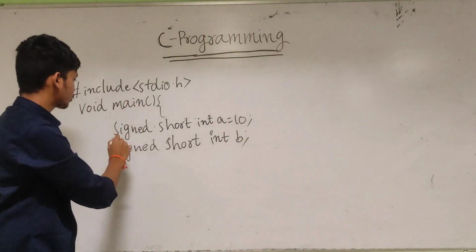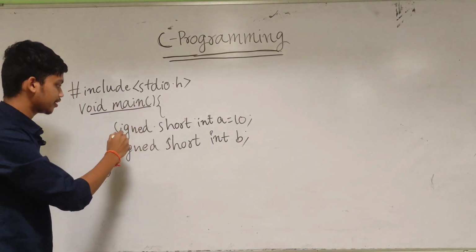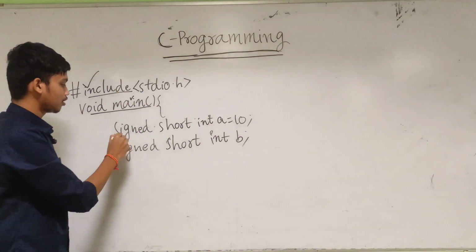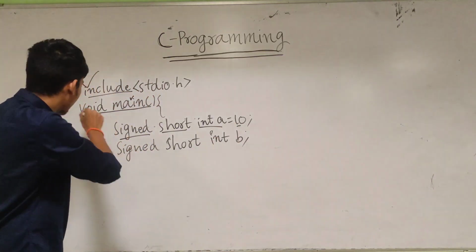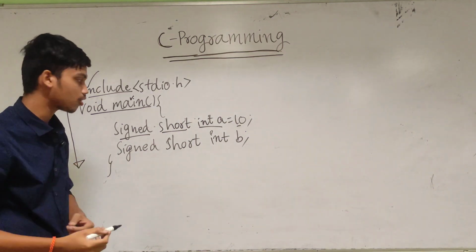Now take a look at this question. The void main function is there. Don't worry about this, we'll understand it later. What does this void main mean? What does this #include mean? Now signed short int a equals 10, what does this mean? And when the compiler executes this program, will an error occur or not?